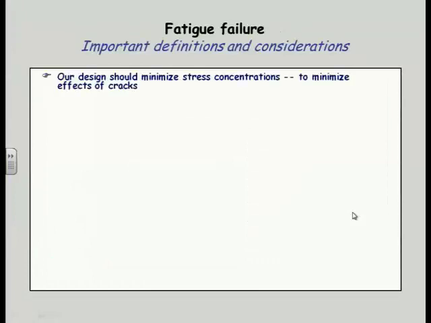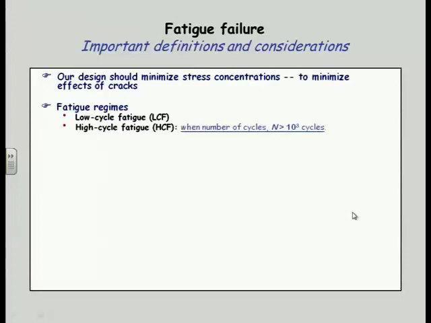So obviously, we should minimize the stress concentrations. That's design goal number one, is get rid of the stress concentrations. Put in fillets, put in reliefs like I showed you in one of those slides where it's sort of counterintuitive. I take material out so I get a better force flow through there. And we need to talk about the different fatigue regimes.